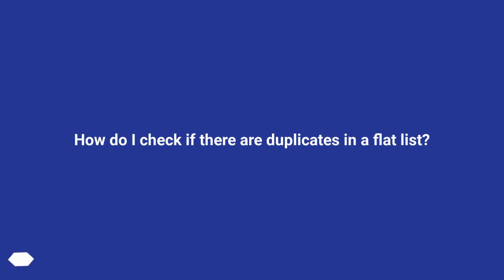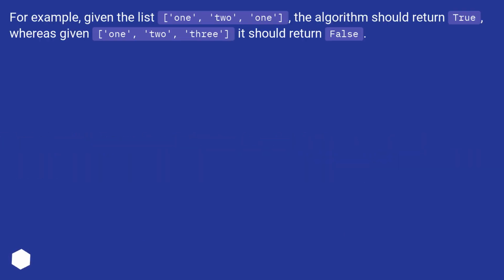How do I check if there are duplicates in a flat list? For example, given the list [1, 2, 1], the algorithm should return true, whereas given [1, 2, 3], it should return false.